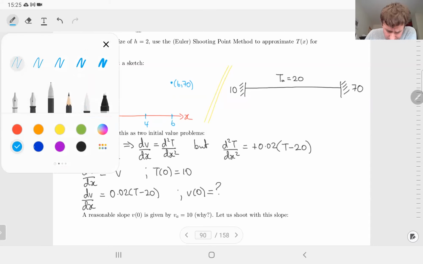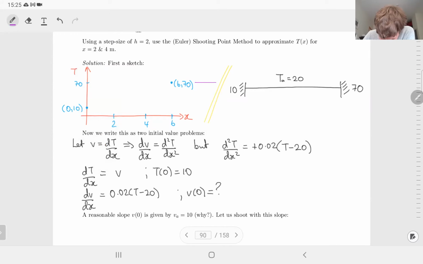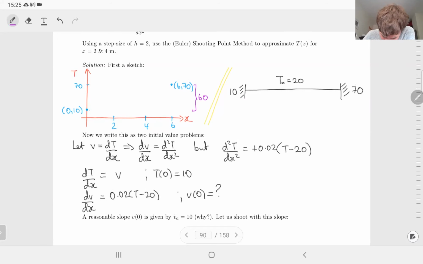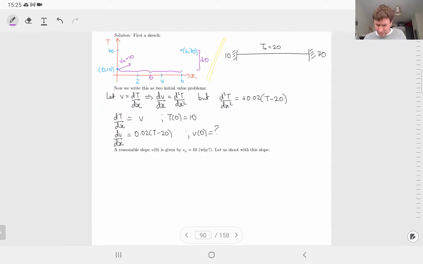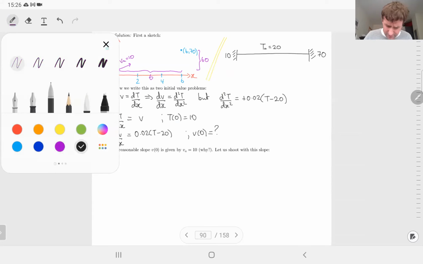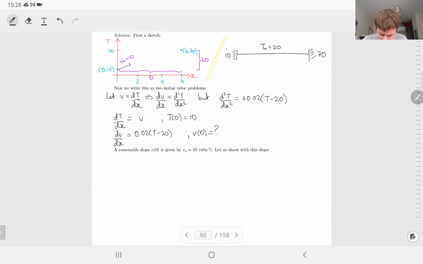Because if I look at the rise over the run, the rise here is 10 to 70, that's 60. And the run is 6. So the rise over the run is 10. If I aim straight at it, the slope would be 60 over 6, which is 10. So my first shot is to take a slope of 10, that is an initial value of V of 10. And let's see what happens. So we're going to shoot with this slope. Right, there should be enough space because I don't have to go very far. Okay, so let's do the next temperature.